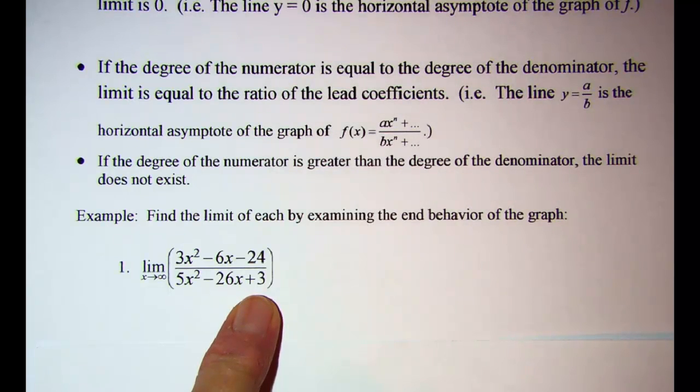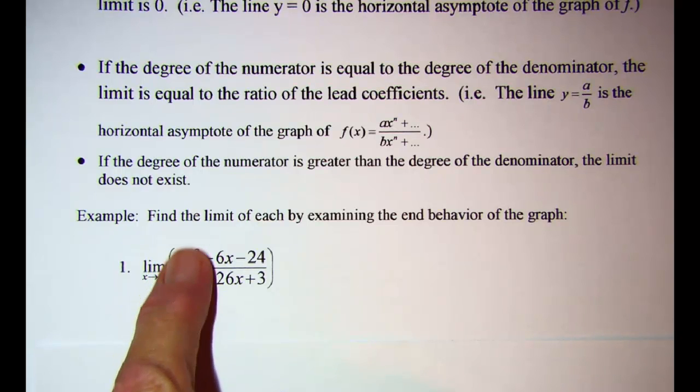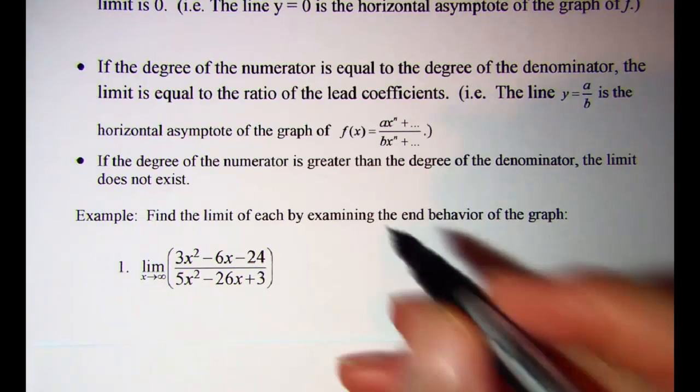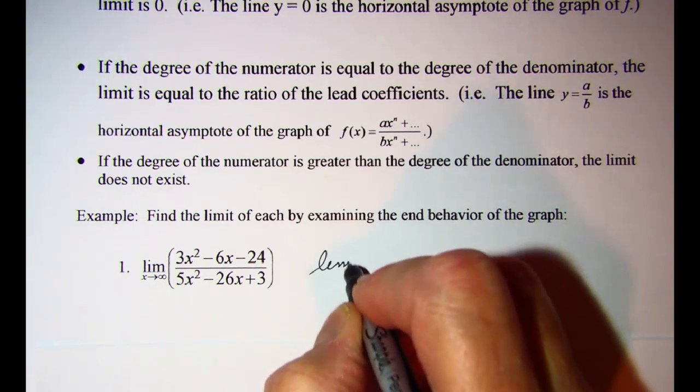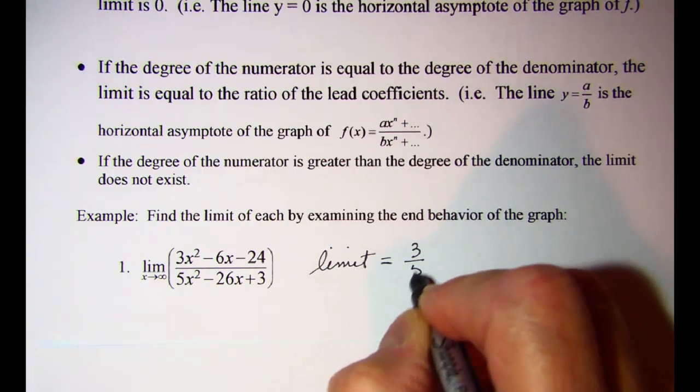Now we can use our guidelines and see that the degree of the numerator is 2, the degree of the denominator is 2. Since the degree of the numerator and the degree of the denominator are equal, the limit is going to be the ratio of the lead coefficients. So the limit is going to equal 3 over 5.